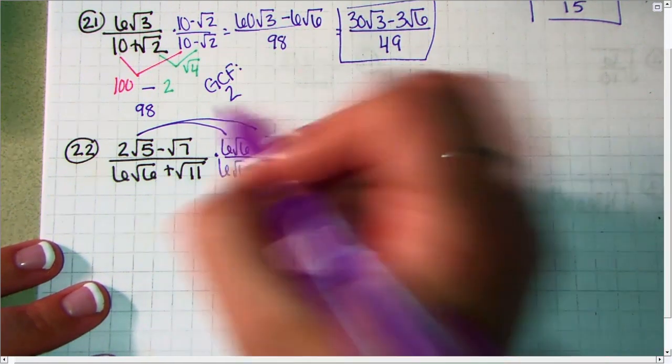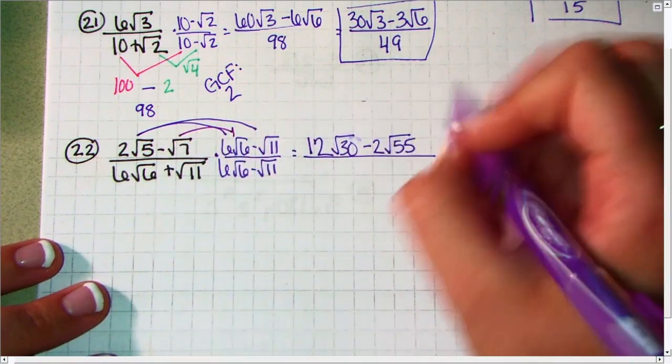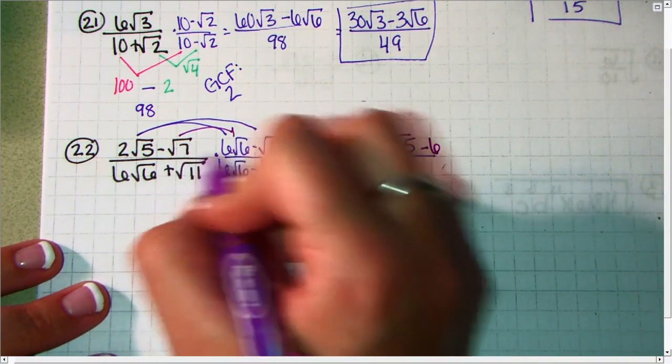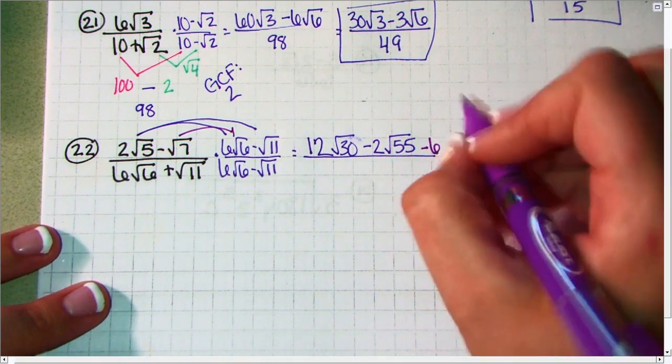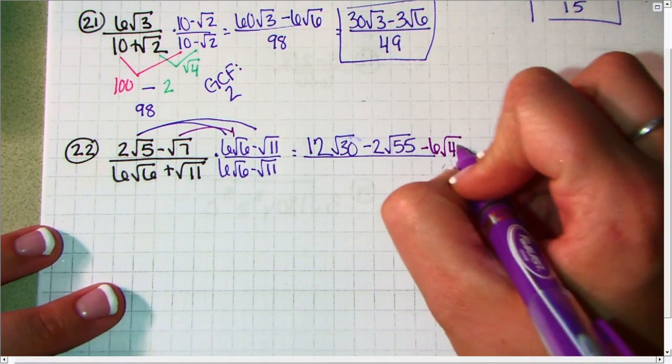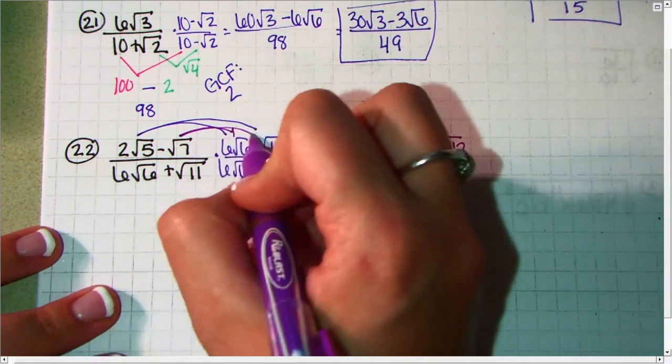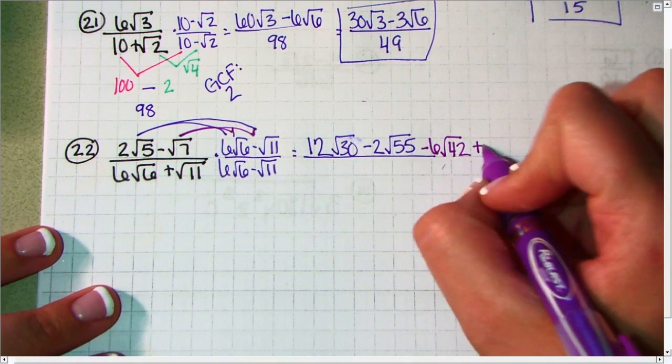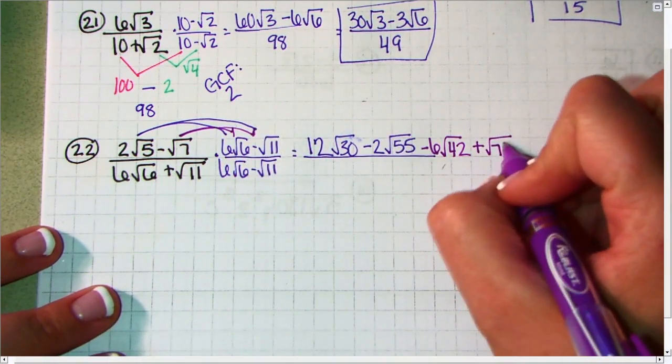Hopping over to my negative 7. Negative 1 times 6 is negative 6. 7 times 6 is 42. So I have negative 6 square roots of 42. Again, negative times a negative is going to be a positive. 7 times 11 is 77.